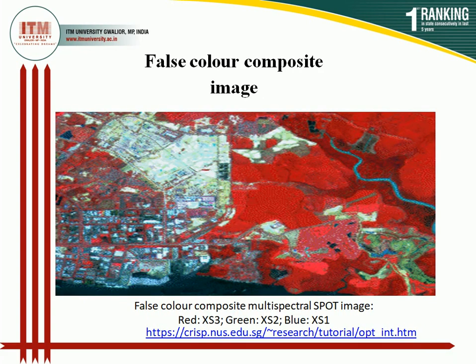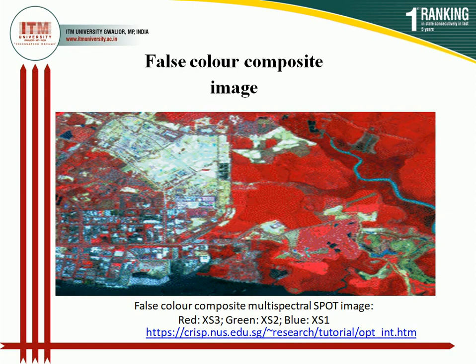False color composites: the color of the target in the image has no resemblance to the actual color of the object. Means the colors which are presented over here do not resemble the actual color of the object, the particular exact color of the object. The resulting product is called a false color composite. And here is an example of an image which is taken by a multispectral sensor.